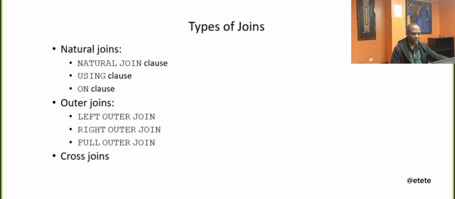Now, these are the different types of join. We have natural joins, outer joins, and cross joins. Under the natural joins, we have the natural join clause, the using clause, and the on clause. Then under the outer joins, we have left outer join, right outer join, and full outer join. I'll be explaining them to you practically. Then we have the cross join, which is the last one.